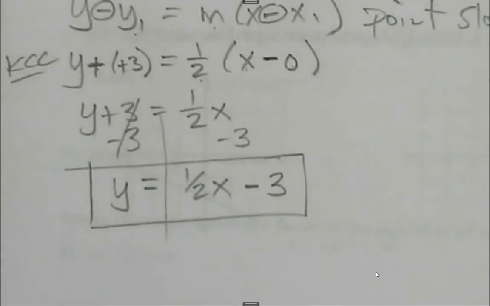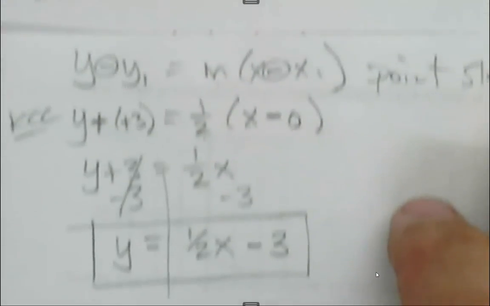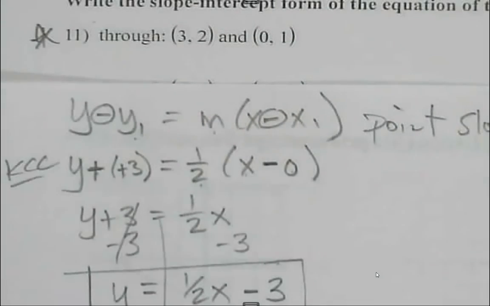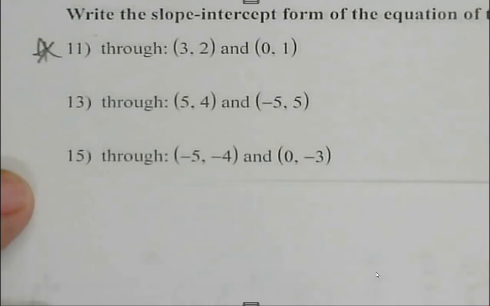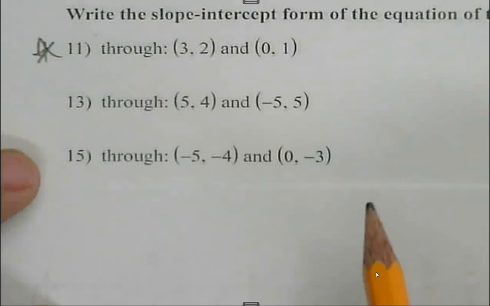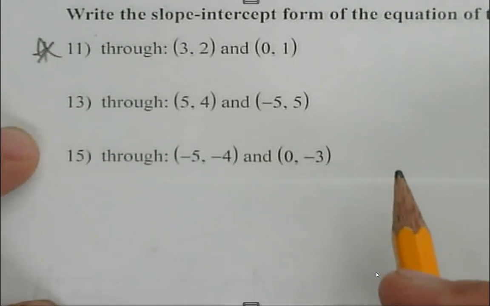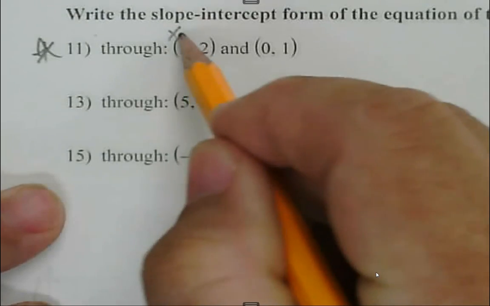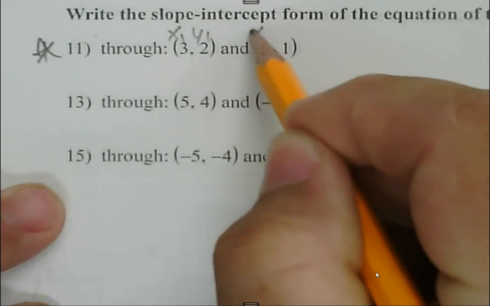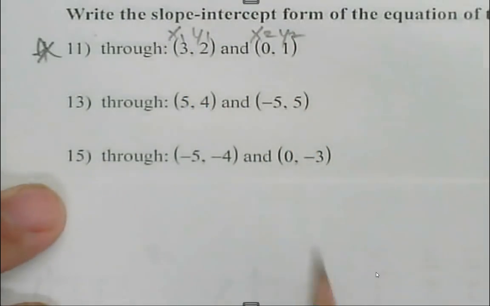And this time we're given the 2 points, and we're told to do the same thing. Okay? So unfortunately, you are going to have to figure out what the slope is because you don't know right now. So let's go ahead and label our points x1, y1, x2, y2.